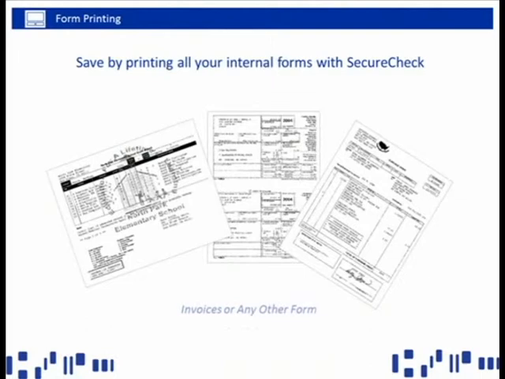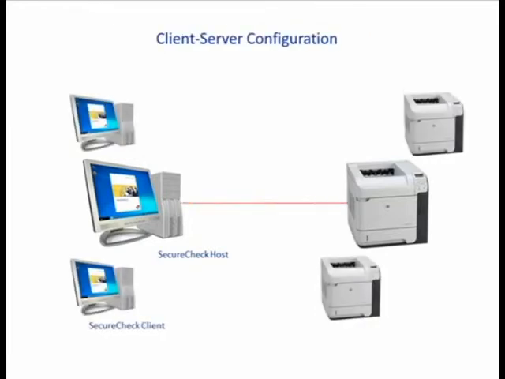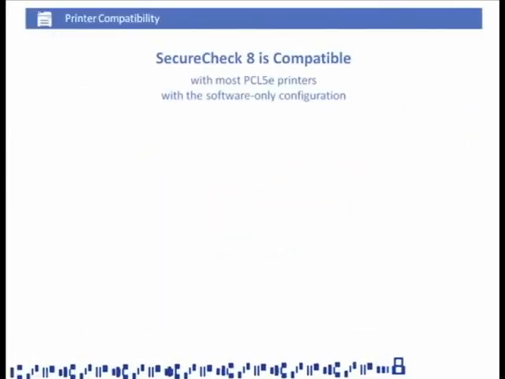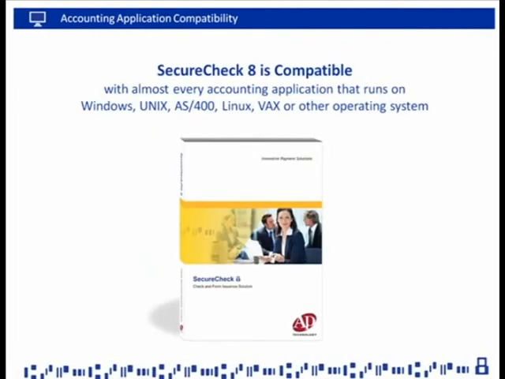Whether you install SecureCheck on a single workstation and print checks to only one local printer, or install SecureCheck on your server with accessibility at numerous client workstations, SecureCheck is the right solution to meet your unique requirements. SecureCheck is compatible with virtually any PCL5e printer for the software-only configuration, and select HP models for the software-hardware configuration. And SecureCheck software is compatible with almost any accounting application that resides on Windows, Unix, AS400, Linux, VAX, or any other operating system.